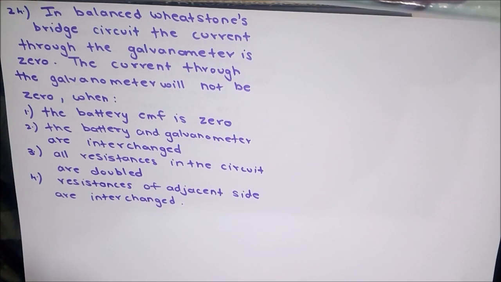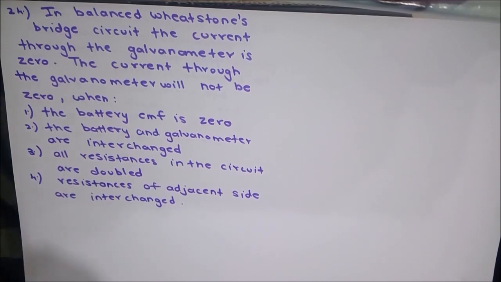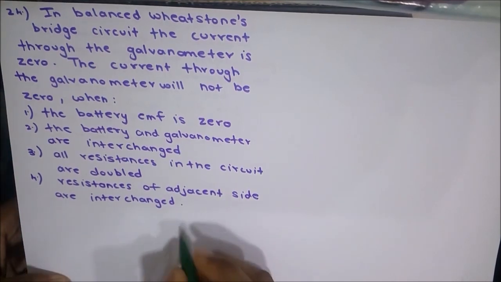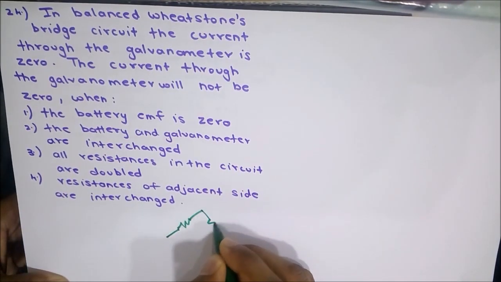In a balanced Wheatstone's bridge circuit, the current through the galvanometer is 0. The current through the galvanometer will not be 0 when, there are 4 options: the battery EMF is 0, the battery and the galvanometer are interchanged, all resistances in the circuits are doubled, resistances of adjacent sides are interchanged. Let us draw a meter bridge, a Wheatstone's bridge.